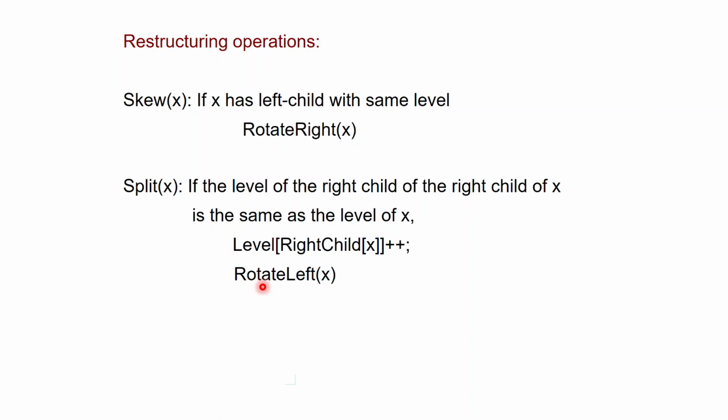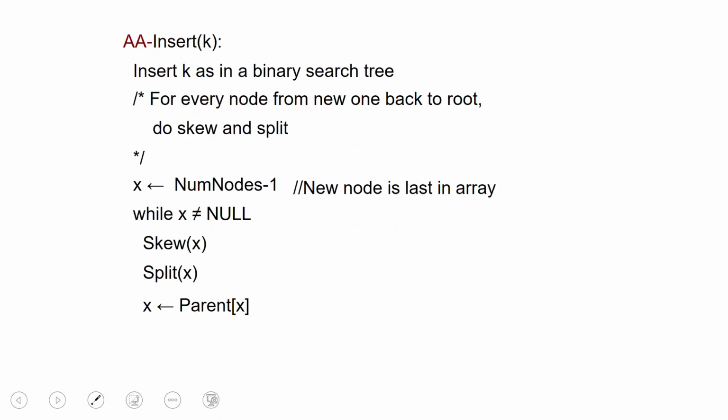So let's see these operations in action. If you want to insert an element K in an AA tree, first you insert K as in a binary search tree, just normally. And then you start from the node that you just inserted. You travel back to the root, following, say, parent pointers, and you just call skew and split on each node. So one way of doing this is the following in slightly more detail.